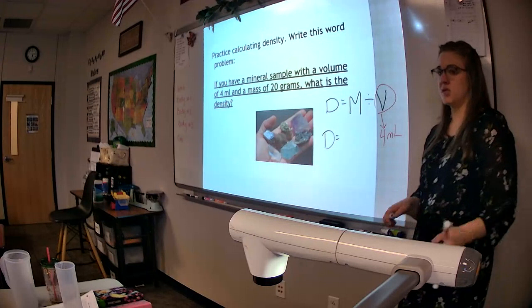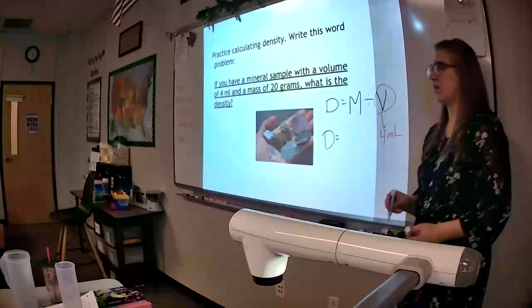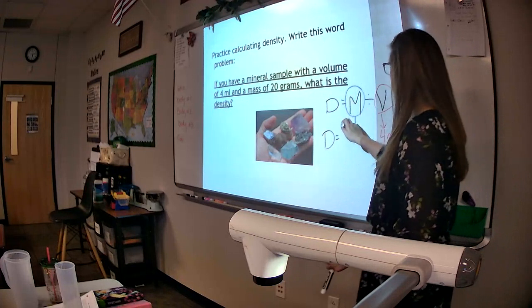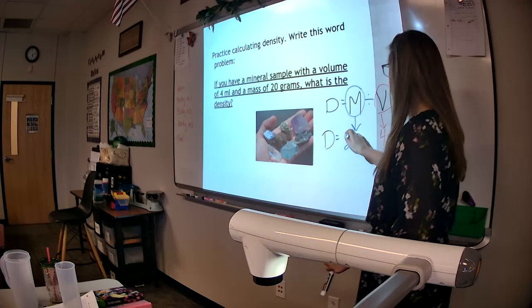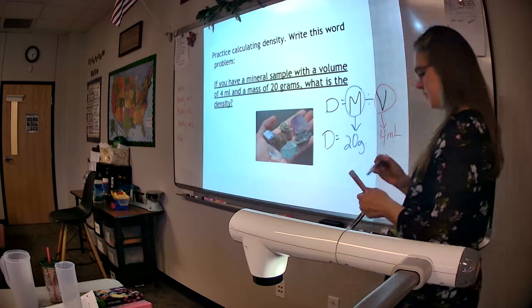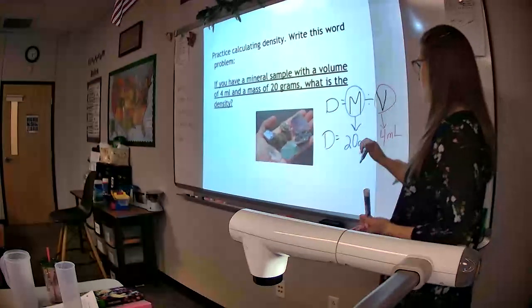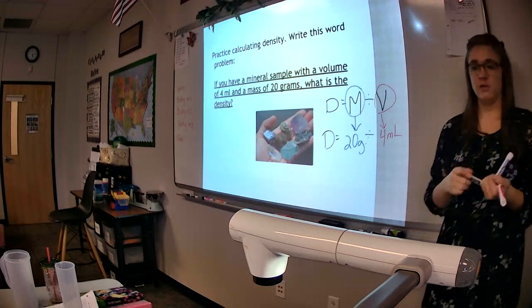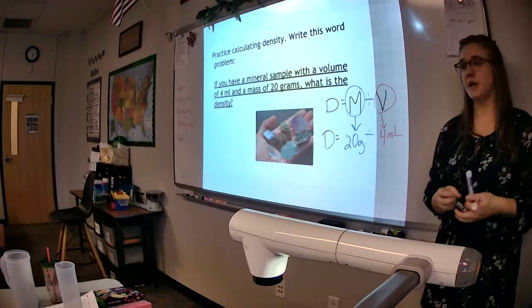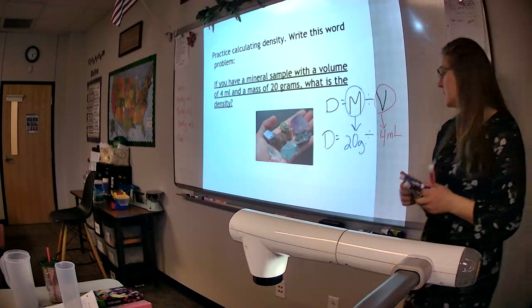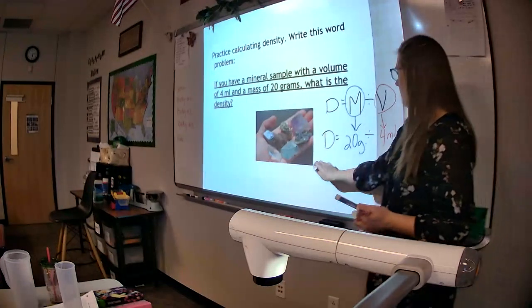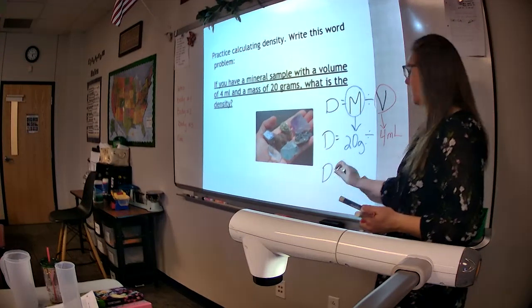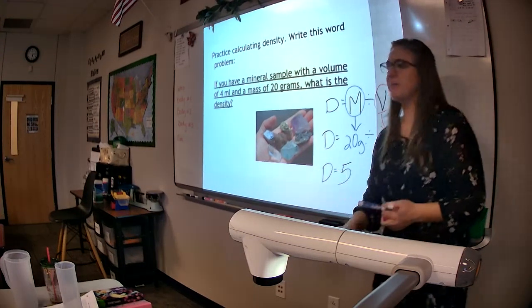What else does the question tell me? Luke? The mass is 20 grams. So, what do I have to do? Take 20 and divide it by 4. Jacob, what's the density of our sample? 5. So, density, you have to write D equals 5, but now I have a problem.